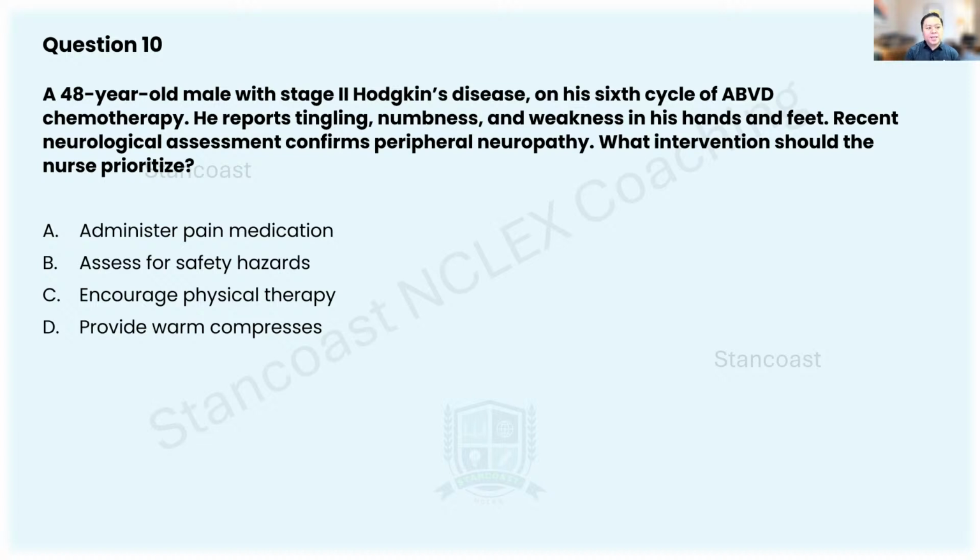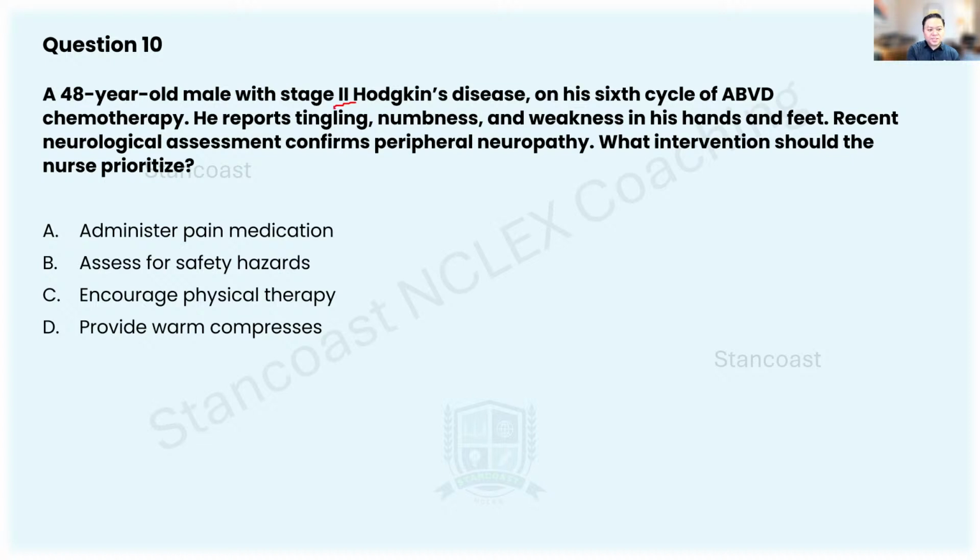Okay. Number 10, a 48-year-old male with stage 2 Hodgkin's disease on his 6th cycle of ABVD chemo. He reports tingling, numbness, and weakness in his hands and feet. Recent neurological assessment confirms peripheral neuropathy. What intervention should the nurse prioritize? Is it A, administer pain med, B, assess for safety hazards, C, encourage physical therapy, D, provide warm compress?